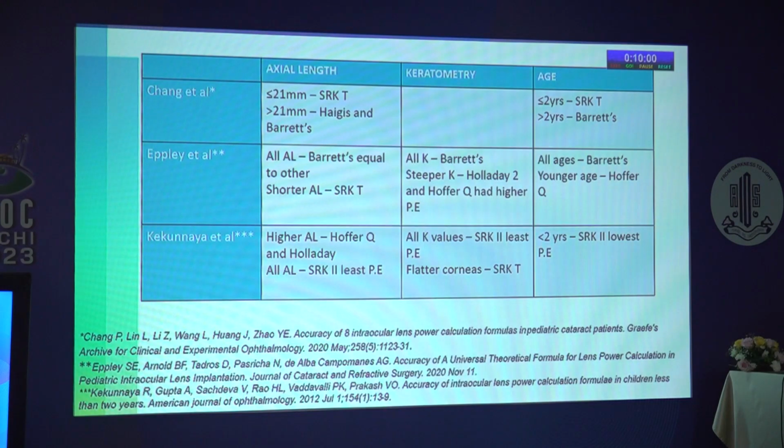Barrett's formula has been also studied well and used in very small eyes when the axial length is small. I think that is when all these have to be taken into consideration. But otherwise SRK2 or even Barrett's as in an adult can be used. For predicted errors below 2 years, SRK2 has been found to be the lowest. So that is why we take SRK2.